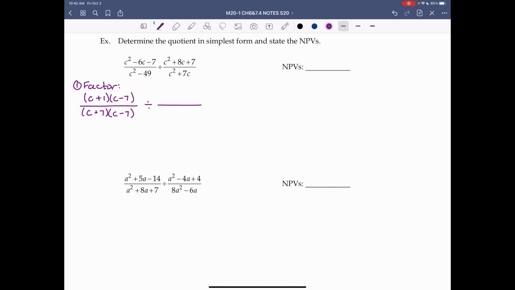The second fraction, c squared plus 8c plus 7, is also a basic trinomial. We need two numbers that multiply to 7 and add to 8, which would be 7 and 1: c plus 7, c plus 1. We want to factor our bottom, c squared plus 7c. There's just a common factor of c there. We factor that out: c times c plus 7.